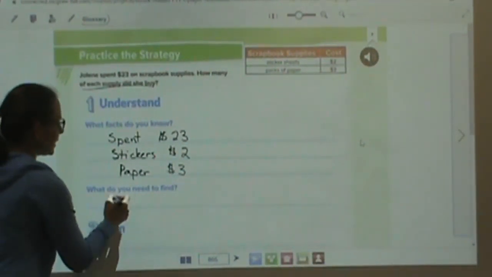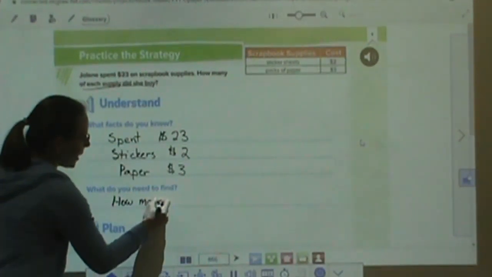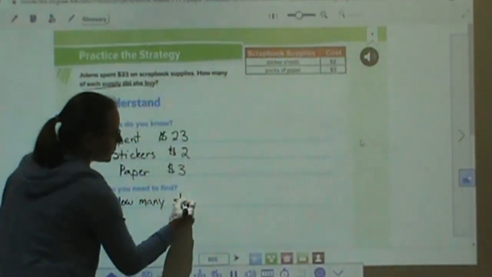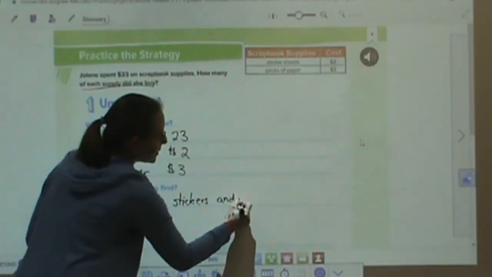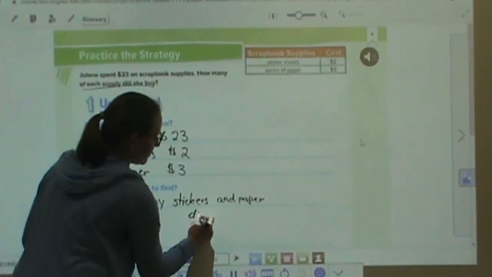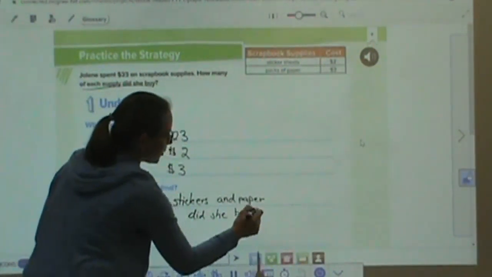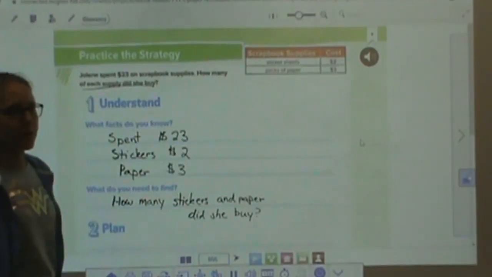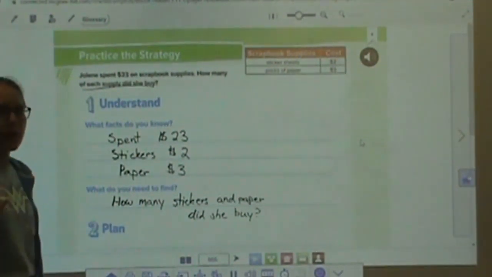So we need to find out how many stickers and paper did she buy? You can abbreviate that a little bit if you don't want to write it all out. Just keep that in your mind. We're just trying to figure out what did she buy.